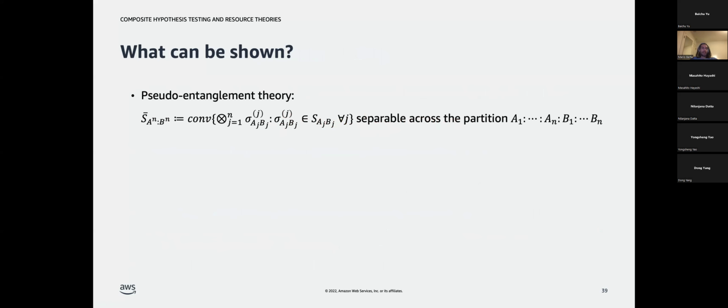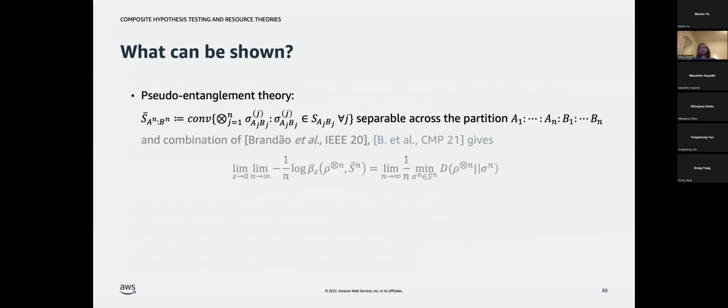Good. So I think I won't have much time to talk about proof techniques, but let me say that a couple of things actually can be shown, which maybe are not very satisfying, but nevertheless. If we change the resource theory of entanglement a bit, and call it pseudo-entanglement theory, such that we have separability not only between all the A's and all the B's together, but also between all the individual A's and individual B's, so if we only look at those free states, then indeed we can show that we get this regularized relative entropy of entanglement formula. But okay, we get this nice formula, but the resource theory underlying it changes, of course.